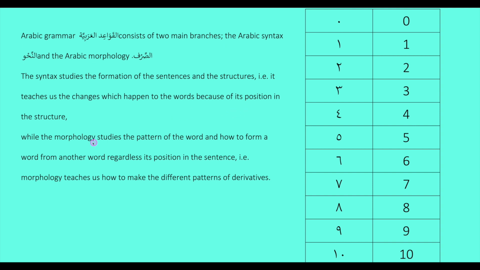Whereas on the other side, the morphology studies the pattern of a word and how we form a word from another word, regardless of its position in a sentence. What do I mean? Morphology teaches us how to make different variations or patterns or derivatives of a verb. On the right-hand side, you might find this a little bit random, but it isn't. All will be explained soon.